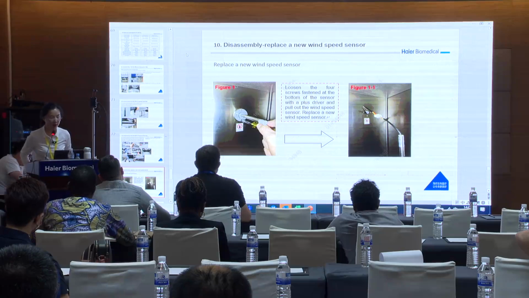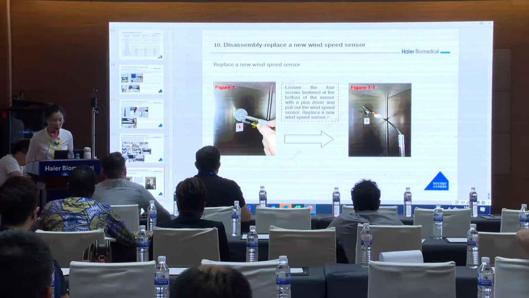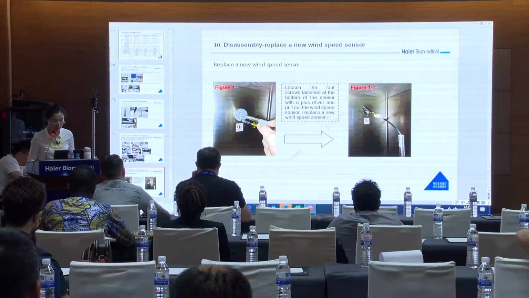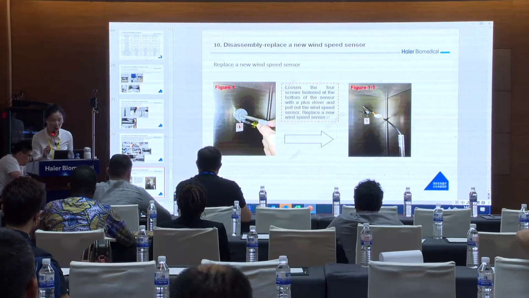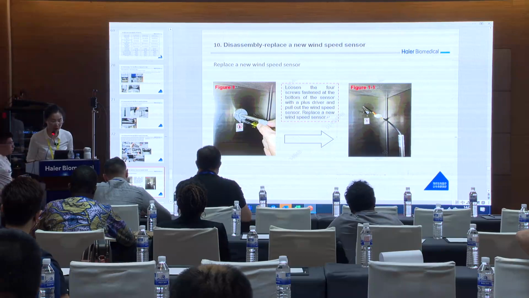And this is how to replace a new wind speed sensor. So the picture 1 and picture 2 steps. Firstly, you should loosen the 4 screws, like here, 4 screws fastened at the bottom of the sensor with a plus driver, and pull out the wind speed sensor and replace it with a new one.